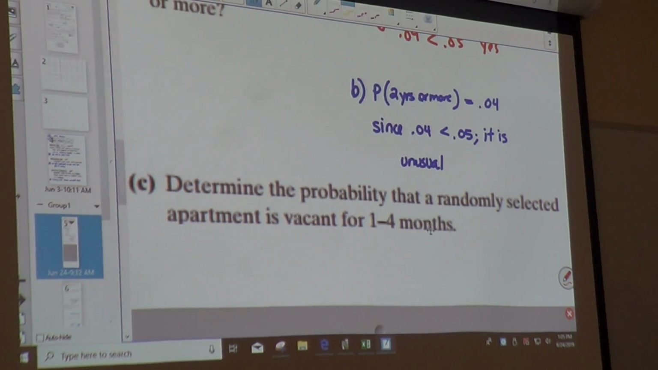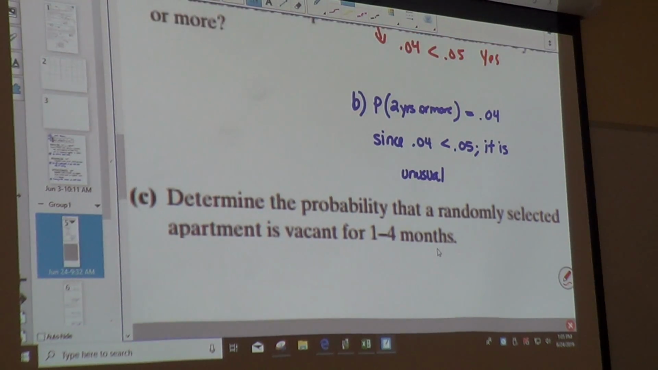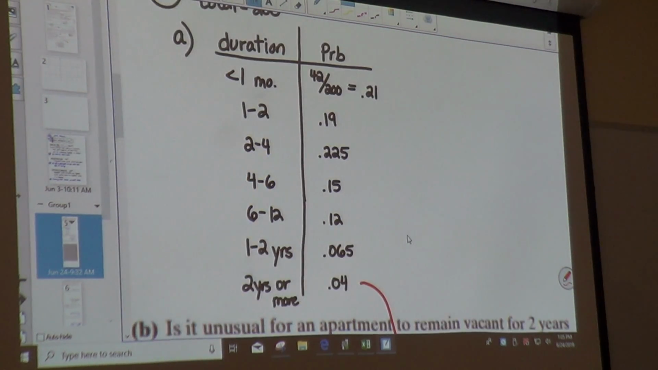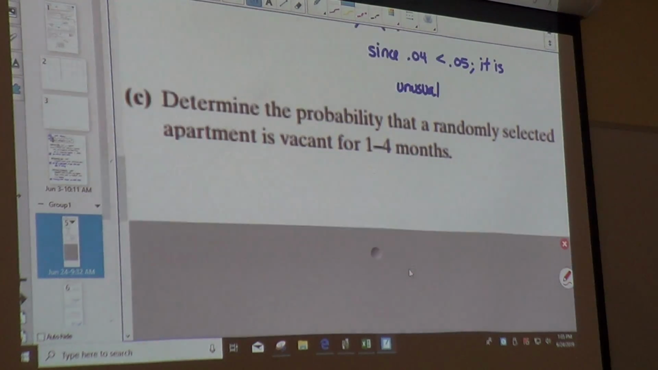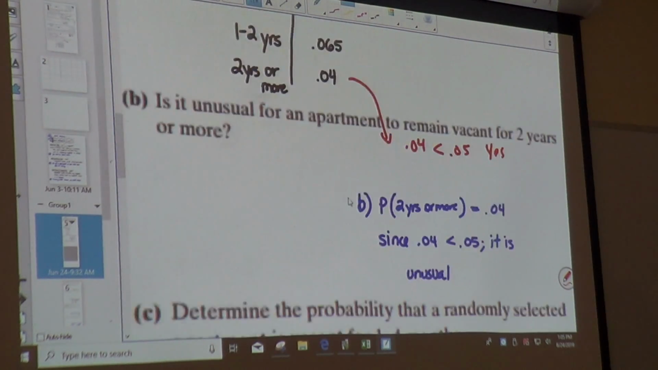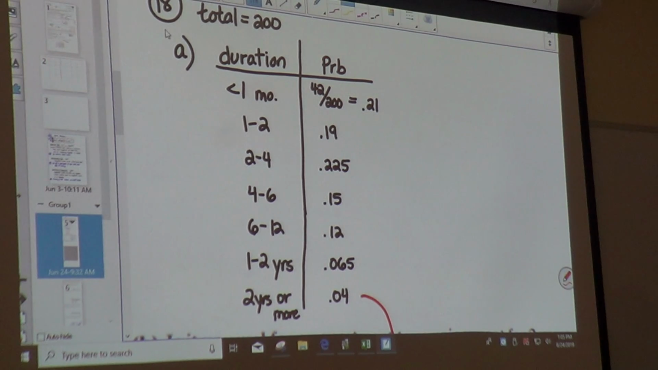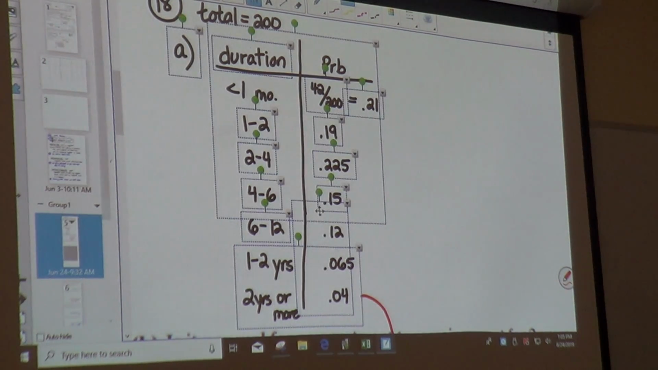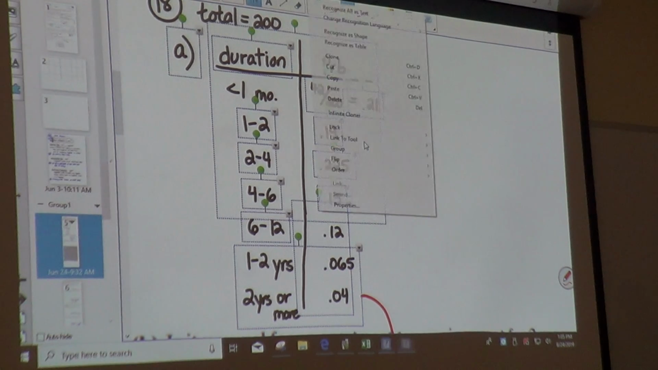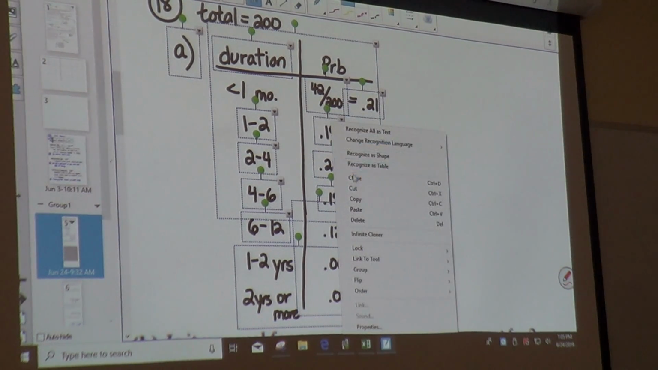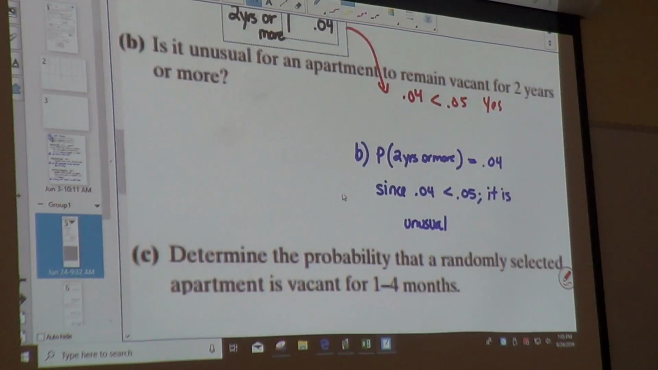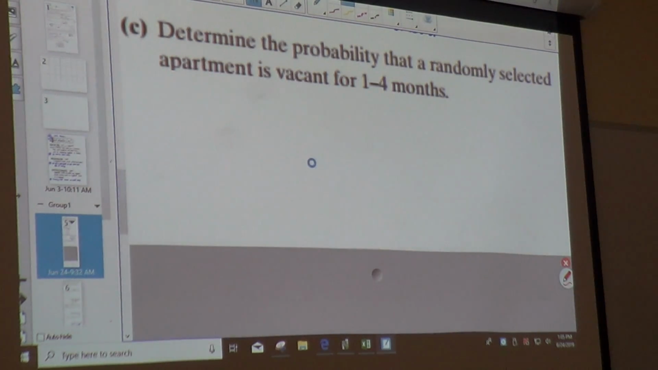Determine the probability that a randomly selected apartment is vacant for 1 to 4 months. Let me see if I put my little table down here or not. Nope. Let me see if I can snag. Come on. 1 to 4 months. Copy. Paste.